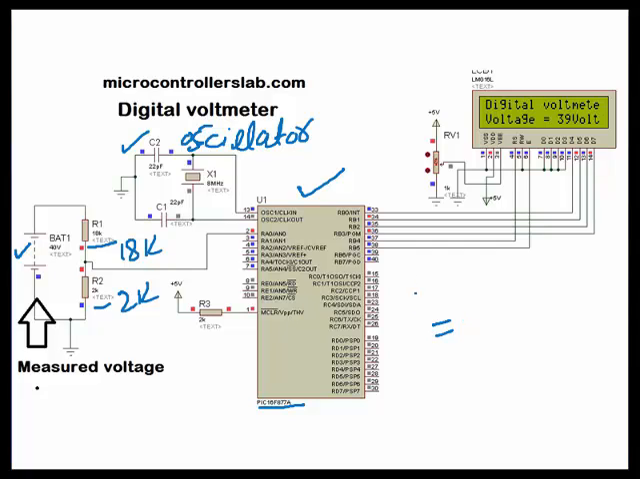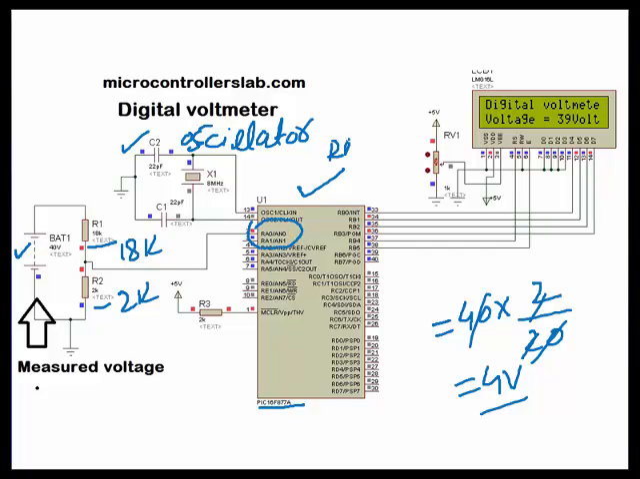For example, by using the voltage divider formula, we can verify it. Vin is equal to 40, R2 is equal to 2, divided by 20, and it will become 4 volt. So the microcontroller ADC can easily measure 4 volt. Here we have connected this output to the RA0 pin of the PIC16F877 microcontroller. RA0 means channel number 1 of the ADC.